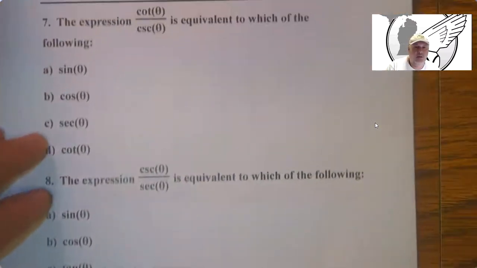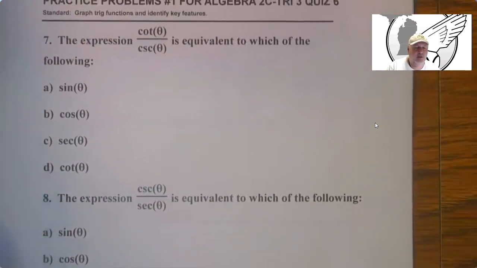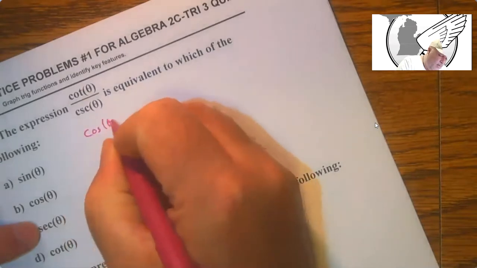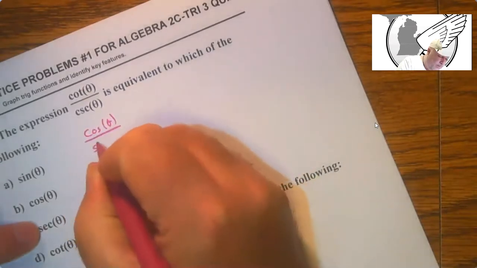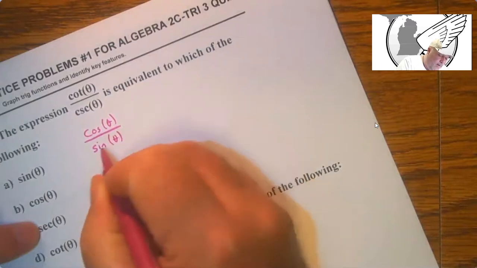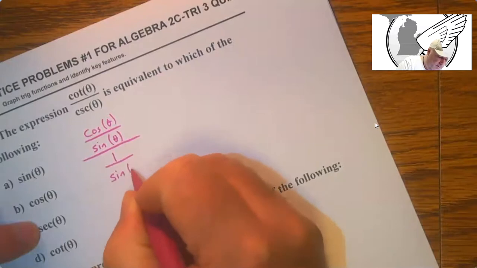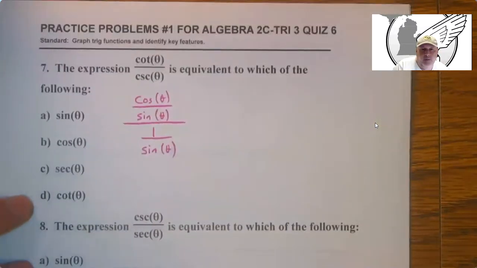You're going to want to have your little page of identities for this. Basically, you're taking everything into sine and cosine in 7 and 8, and then on number 9, you're looking up the Pythagorean identities. So the cotangent is cosine over sine, and that's divided by 1 over sine, which is what cosecant is equal to.